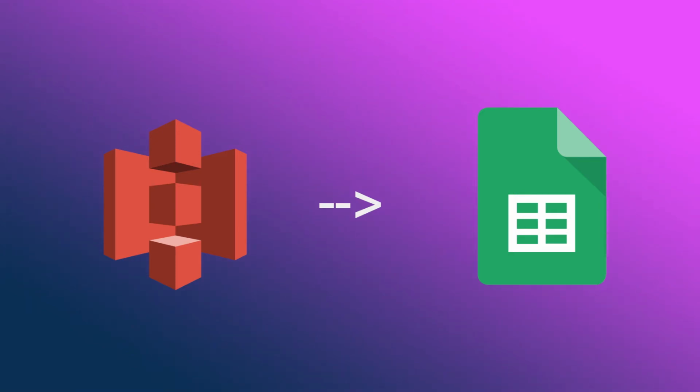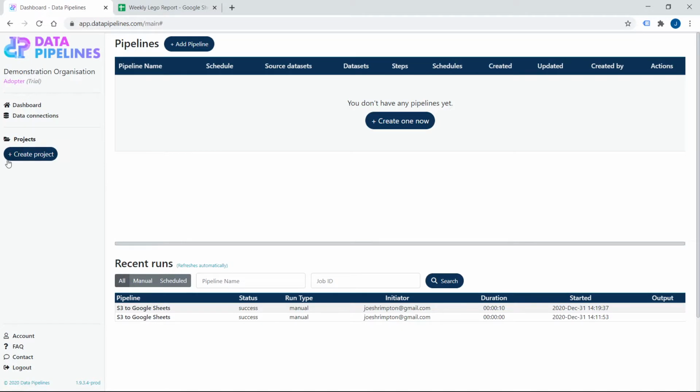This video will show us how we connect AWS S3 to Google Sheets and schedule those reports. So we start off by creating a project. This one's going to be called Weekly Reports.